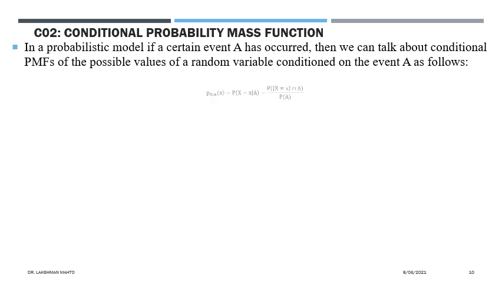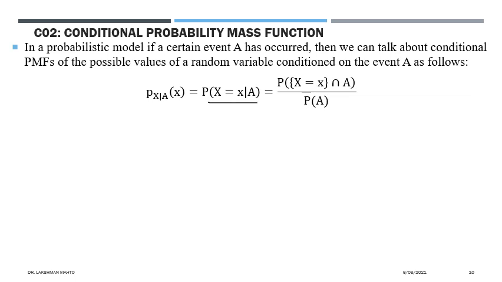How do we define it? We define the conditional probability mass function of X given A. It is a function of x. Again, we always define the corresponding probability mass function in terms of probability. So simply, it is the probability that X is taking value x, given A.